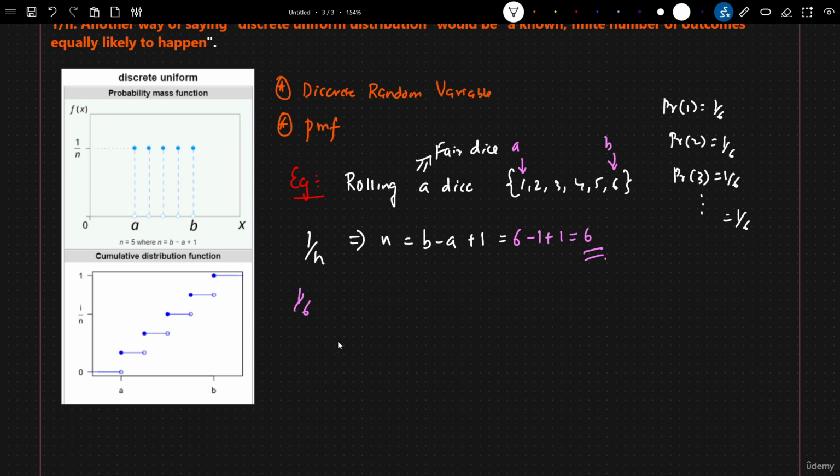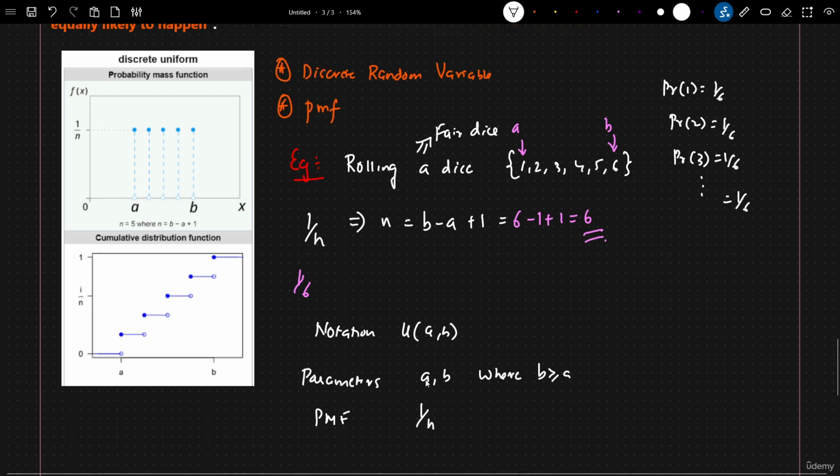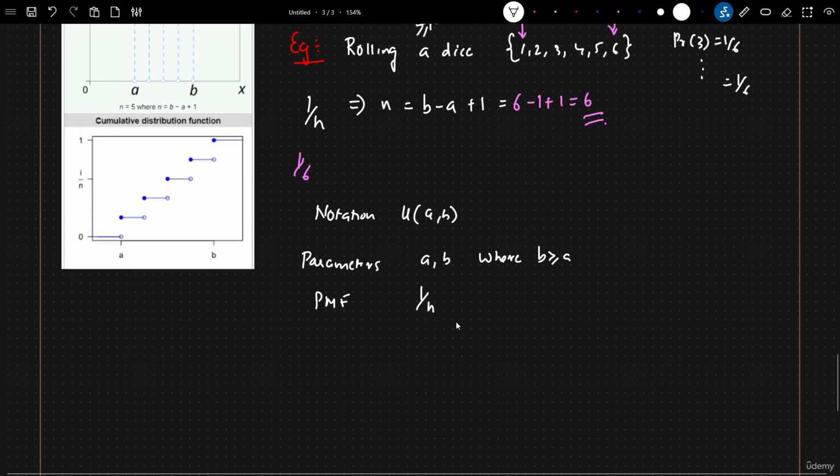So what is the notation that is specifically used over here? The notation will be nothing but uniform a comma b. In this, you will have the parameters, which will be nothing but a comma b. Here, your b will be greater than or equal to a. That needs to be there, because obviously the maximum outcome that you'll be seeing is, over here, you'll be able to see that this b is always greater than or equal to a. PMF is basically calculated by 1 by n. You really need to remember this.